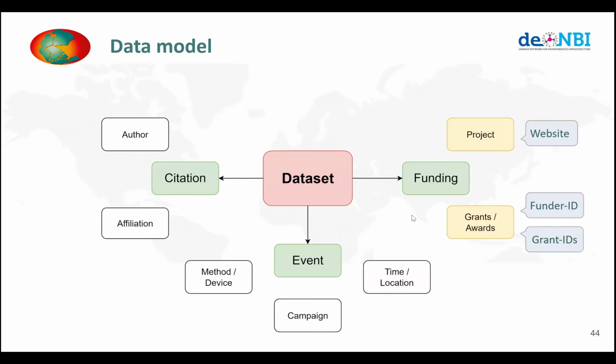A third group of metadata is funding-related metadata that include project information and grants and awards and the respective websites, and also funder IDs and grant IDs, if applicable.